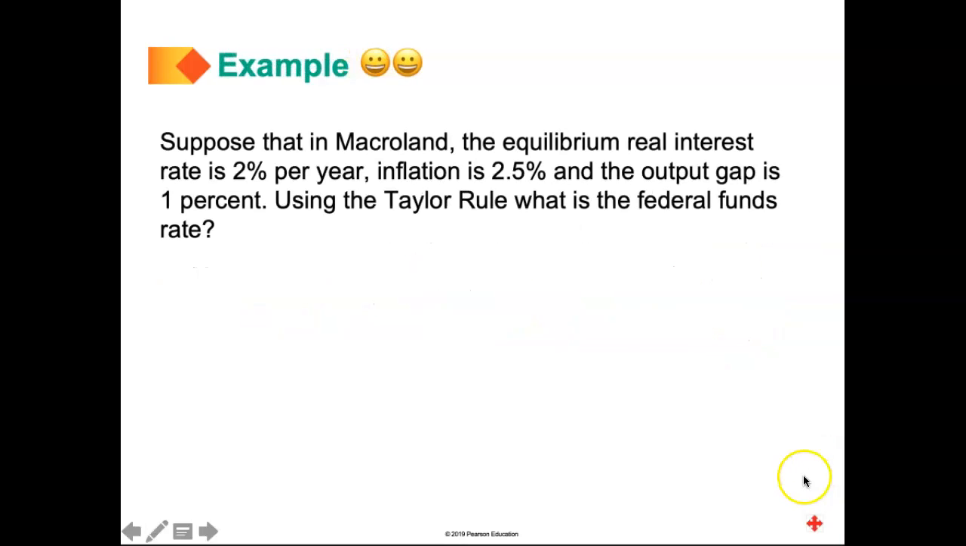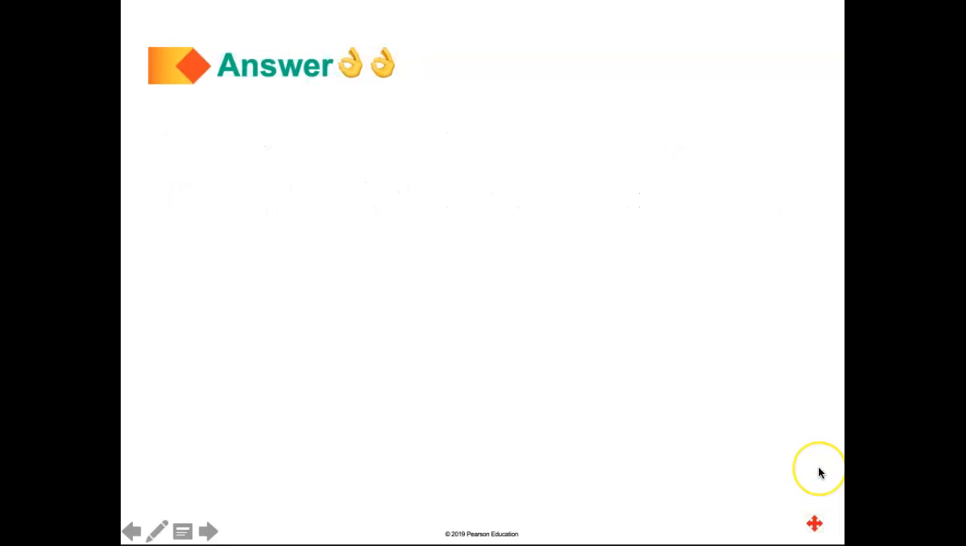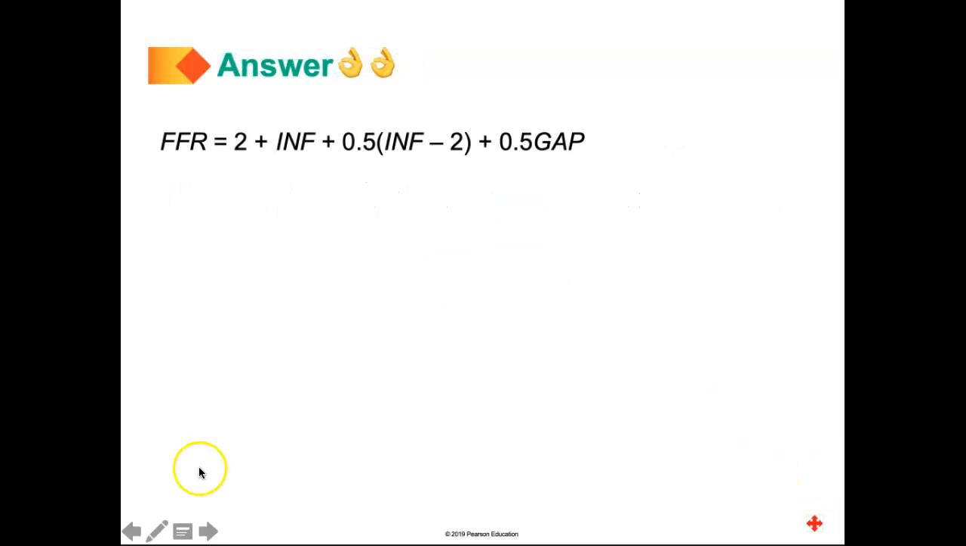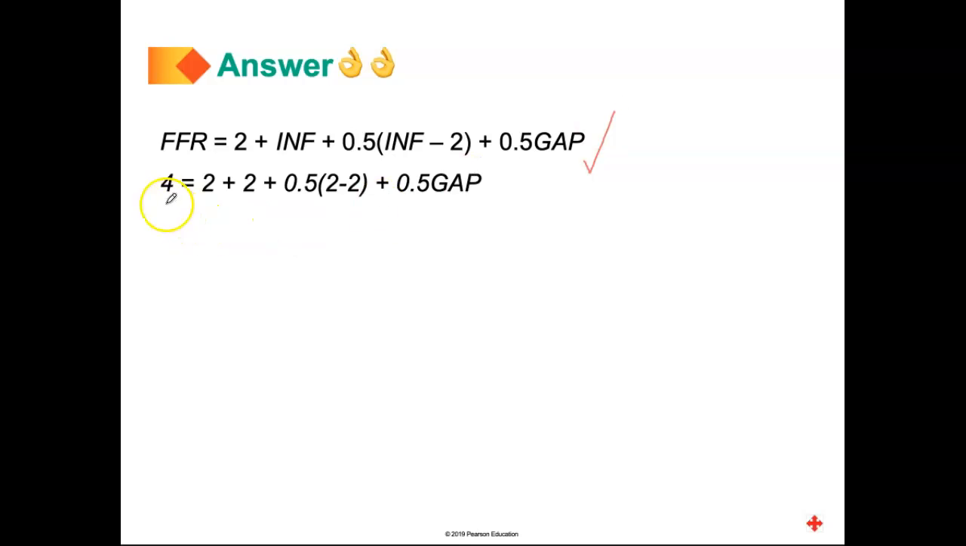Well, it's pretty simple. We know that the Taylor rule is given by this equation where we have 2 plus the inflation rate plus 0.5 times the inflation rate minus 2 plus 0.5 times the output gap, which gives you the federal funds rate. The federal funds rate in our question is 4. We have 2 plus the inflation rate, which is 2, plus 0.5 times the inflation rate, 2, minus 2, plus 0.5 times the output gap. We don't know what the output gap is, and we're trying to find that.